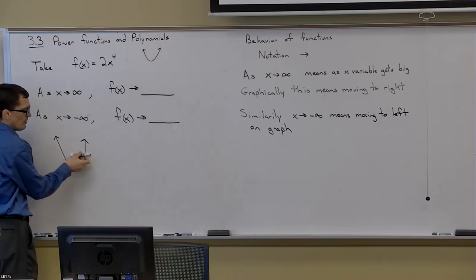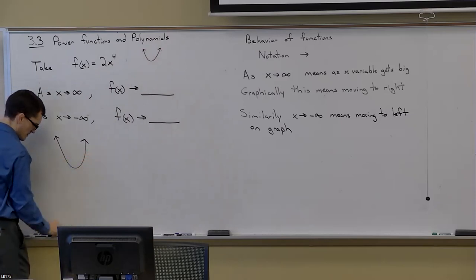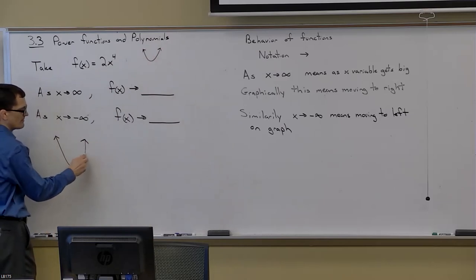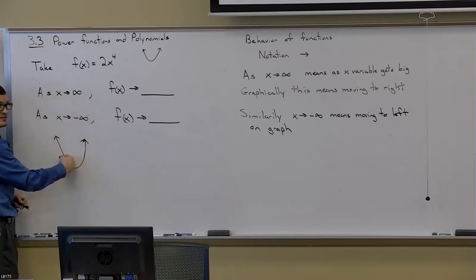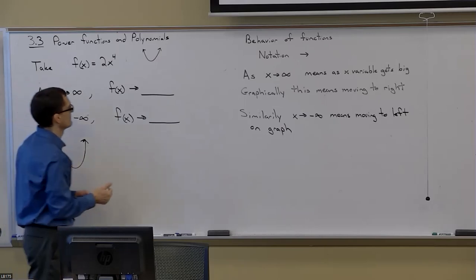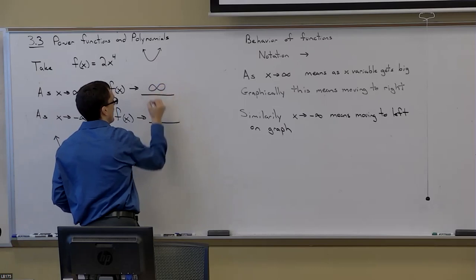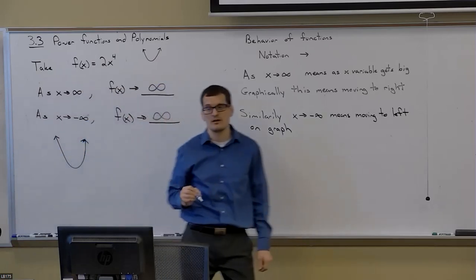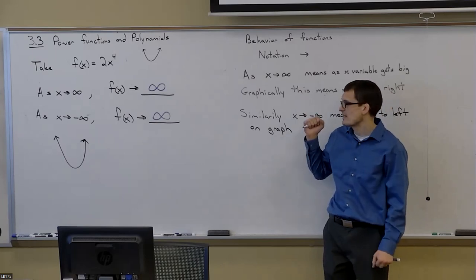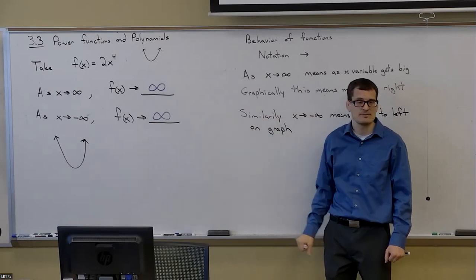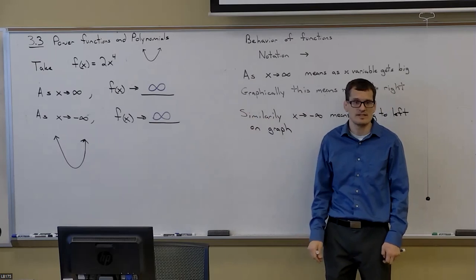So as you move further and further to the right on this graph, what is the y value of the graph doing? As you move to the right, the y value is going off to positive infinity as well. Everybody see that? And the same thing to the left. As you move to the left, the y value is shooting off to positive infinity as well. That's all we're saying. As the x value goes to the right, the y value is shooting up. As the x value moves to the left, the y value shoots up. That's the arrow notation for these infinities.